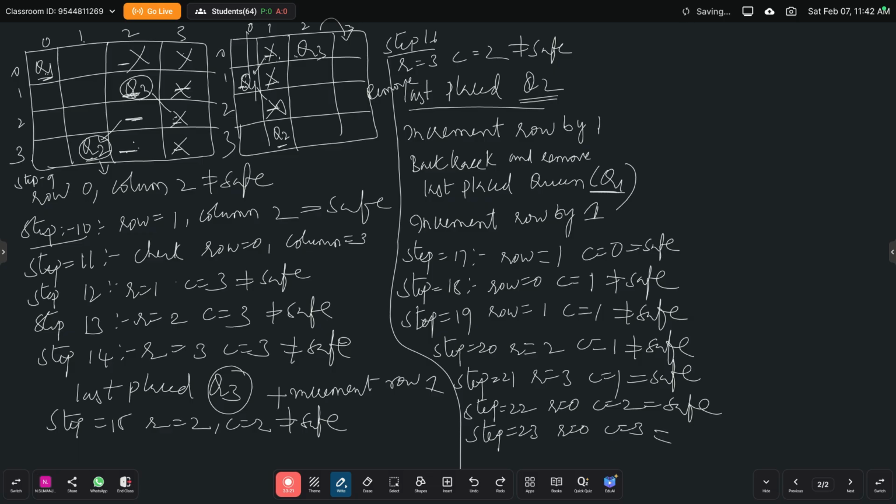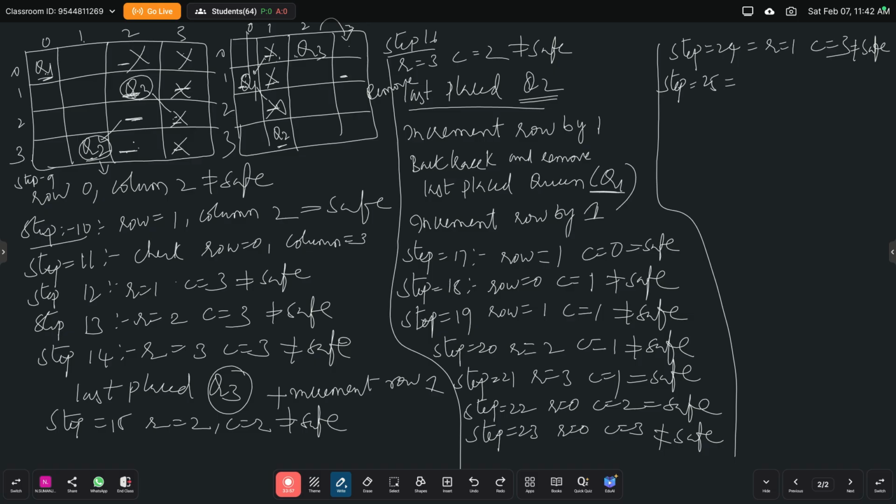Is it safe? No, it is not safe because Q3 is there in the 0th column. So whenever the place is not safe, what do we have to do? At step 24, we have to just increment the row by 1. Row equals 1, column equals 3. Is that safe? That is not safe because q1 is there in the first row. Then increment the row by 1.